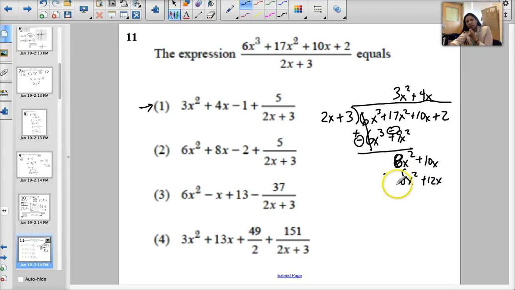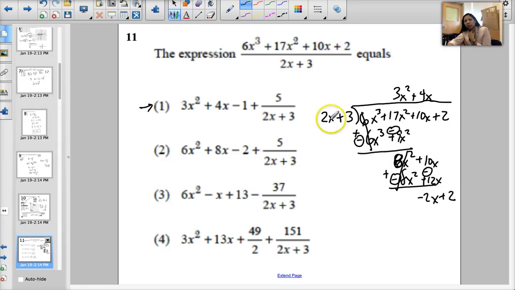And then I'm going to subtract that and do the same thing. I'm going to change the sign. So that's negative, that changes into a plus. These are going to cancel out as per usual. And then 10 minus 12 gives us negative 2x. And the last term to bring down is positive 2.